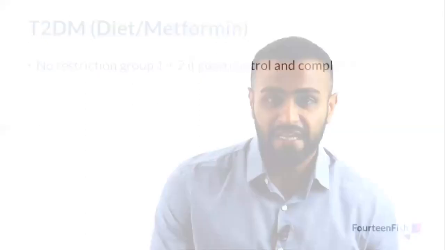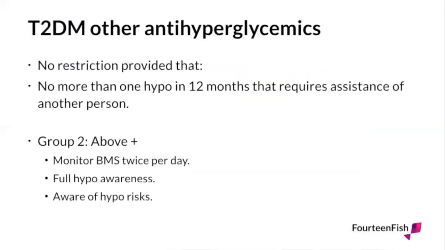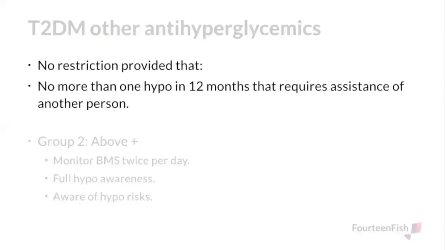The second category or group of patients who are diabetic and are on other antihyperglycemics, i.e. they're not on metformin and they're on gliclazide or pioglitazone, for example, there is no restriction on Group 1 license holders provided they have no more than 1 hypoglycemic episode in a 12-month period that requires the assistance of another person. So again, if you are a type 2 diabetic and you're on an antihyperglycemic other than metformin, you must demonstrate that you haven't had any more than 1 hypoglycemic episode in a 12-month period that requires the assistance of another person.